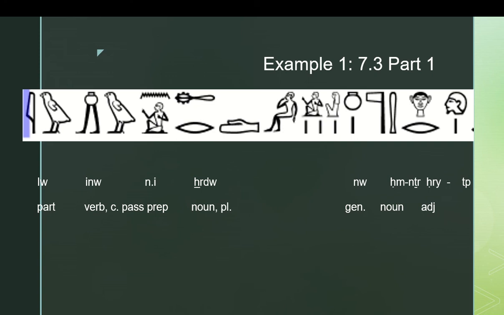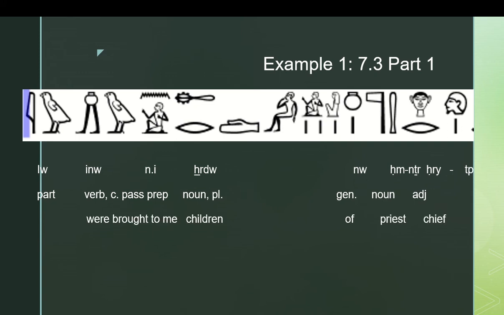Hamnecher is a noun, and heri-tep, as I mentioned here, is an adjective. And then we can take each word. So that inu as a verb, it means were brought or was brought.